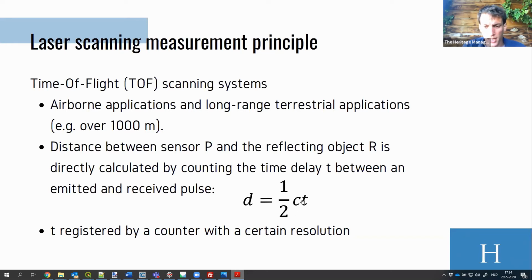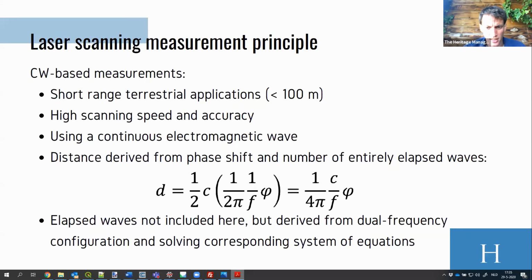So we have the speed of light, we multiply it with our time difference, the time of reflection and the time of reception, and we divide it by 2 because the signal goes in 2 directions. So we have to divide it by 2. And this T parameter, the time, is of course counted by the counter in the laser scanner itself, and it of course has a certain resolution, which will be very important in the next slide, or in 2 slides.